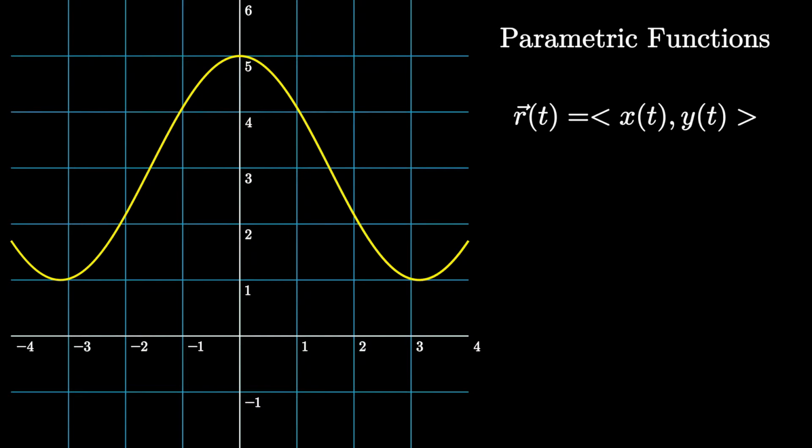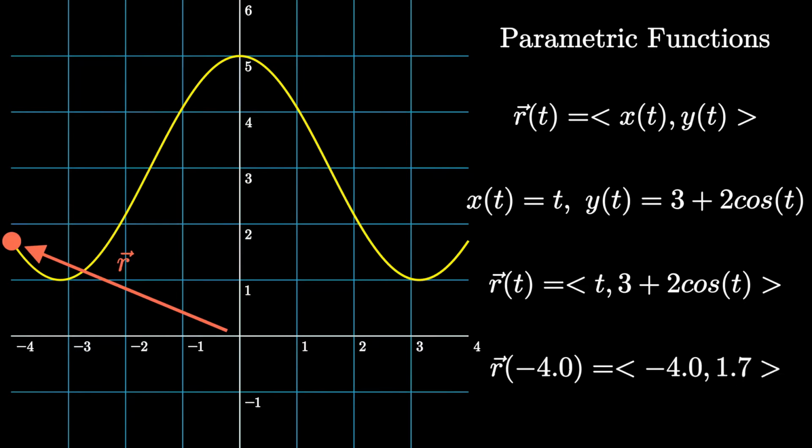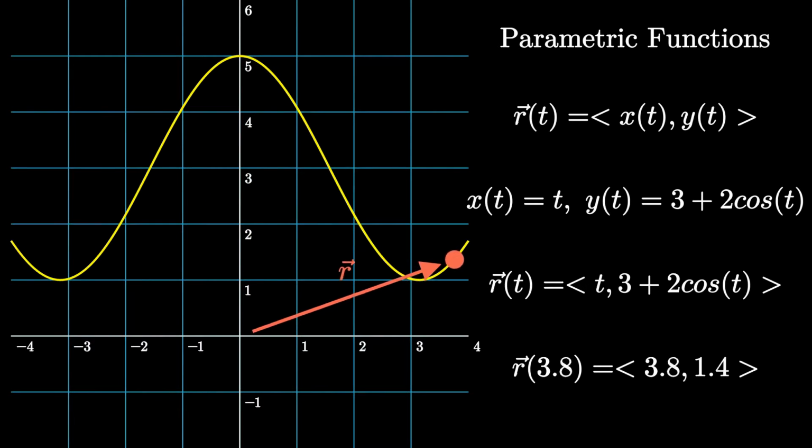For this specific function that I've drawn, x of t is equal to t and y of t is equal to 3 plus 2 cosine t. If we were to draw the vector r of t going from the origin to the leftmost point on the graph, we would substitute in t for x of t and 3 plus 2 cosine t for y of t. When t is negative 4, x of t would be negative 4 and y of t would be 1.7. If we were to vary t from negative 4 to positive 4, we would trace out the yellow line on the graph as is being shown right now.